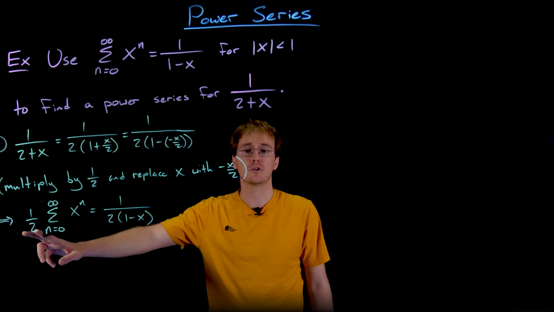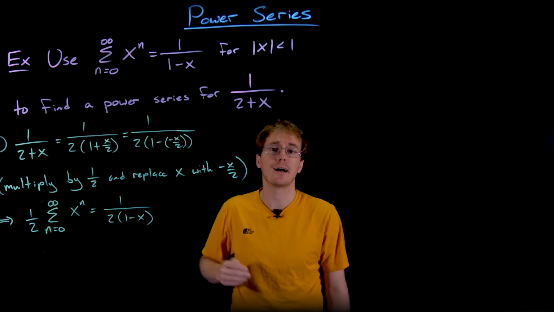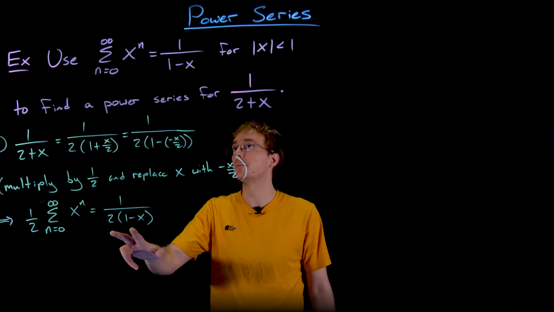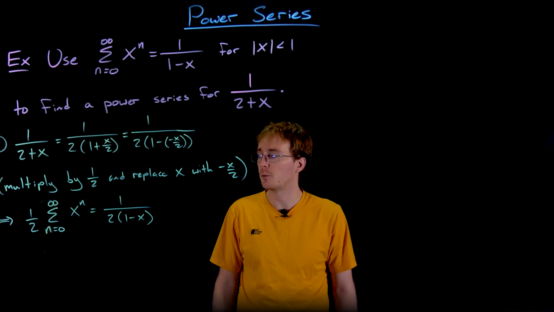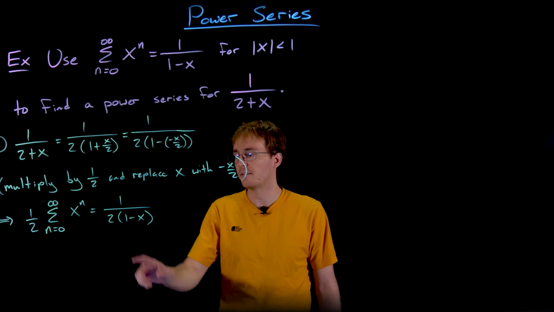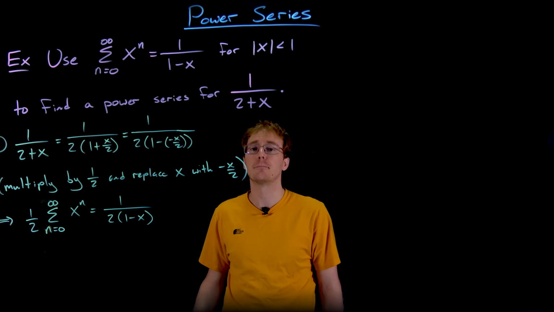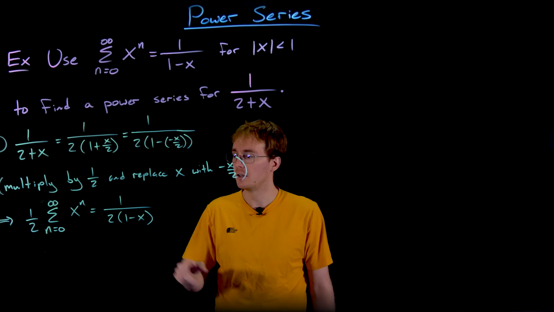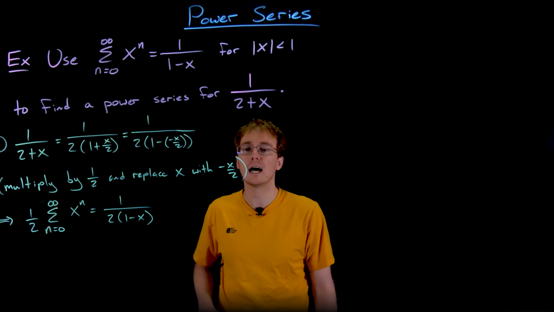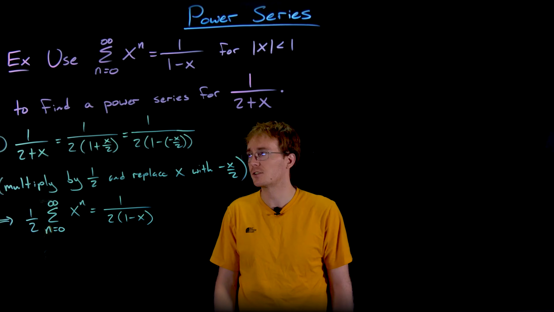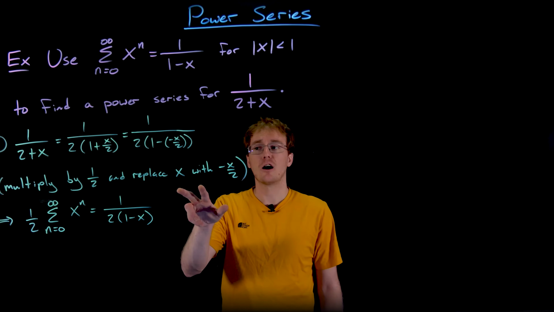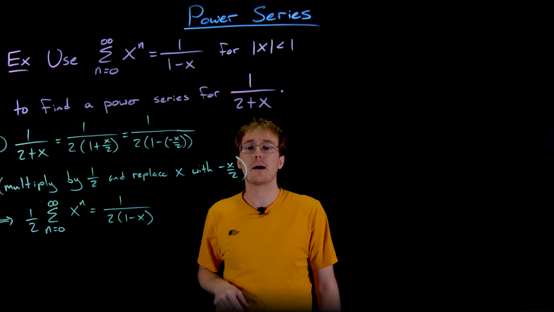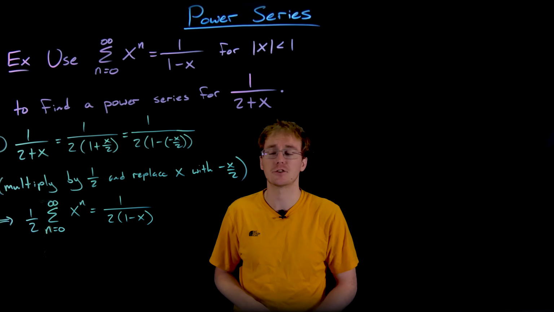And this constant factor of 1/2 we can bring inside and apply to each term in our series if we want to. And then we have to also apply that same manipulation to the right-hand side of our equation. Just multiply it by 1/2, or equivalently multiply the denominator by 2. So now, at this point, we have a power series representation for the function 1 over 2 times the quantity 1 minus x. But to finish this manipulation off and get to the function we actually want to work with, 1 over 2 plus x, we now have to replace x with negative x over 2.